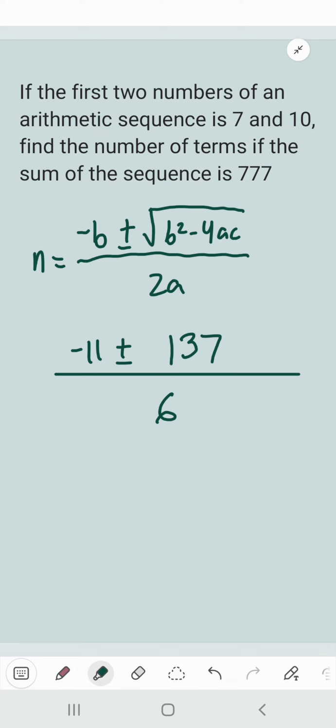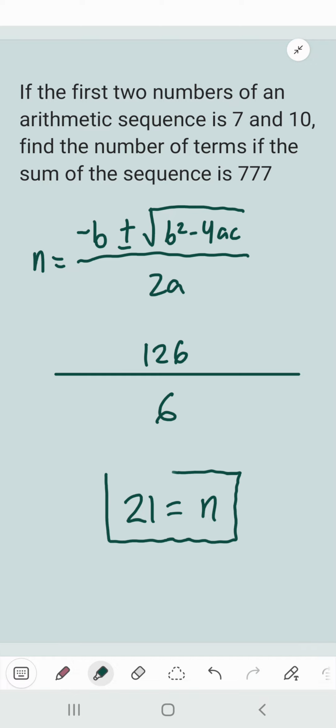137. And because we are going to find the number of terms, negative numbers are not allowed. So we can remove the minus. So we are left with negative 11 plus 137 all over 6. Simplifying the numerator will yield 126. 126 divided by 6 will yield 21, which is the value of n. Therefore, there are 21 terms in the arithmetic sequence. And that is our final answer.